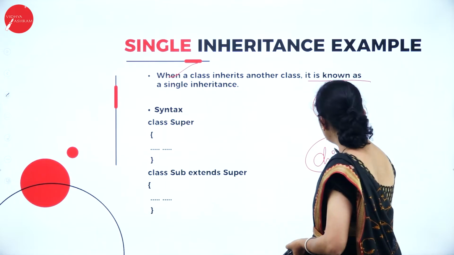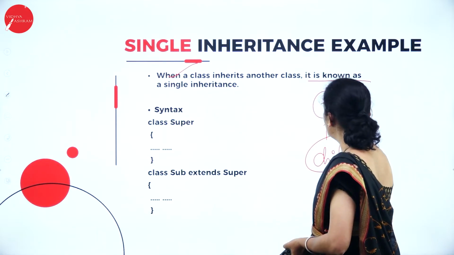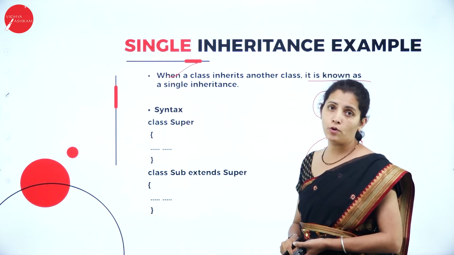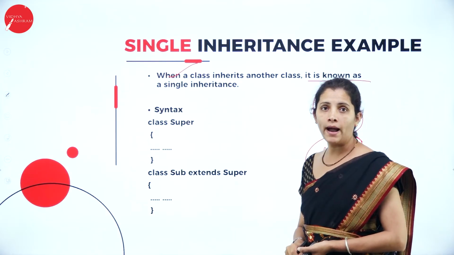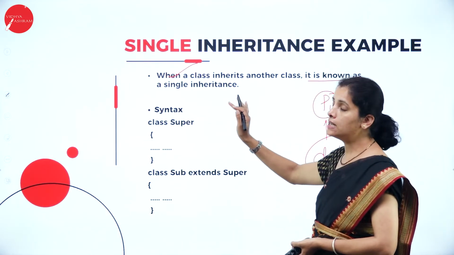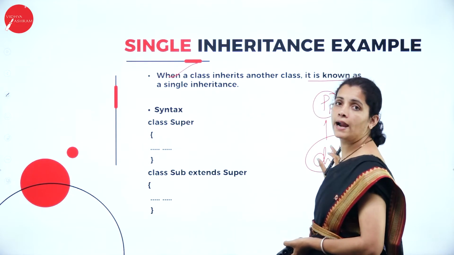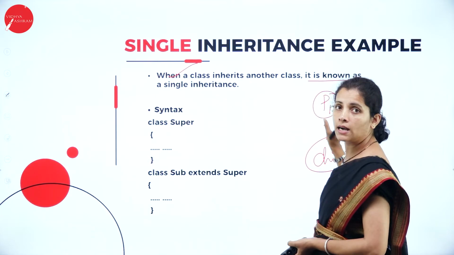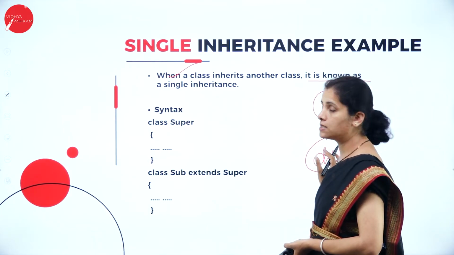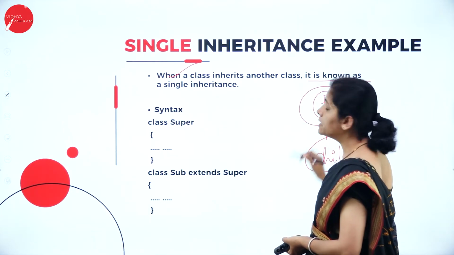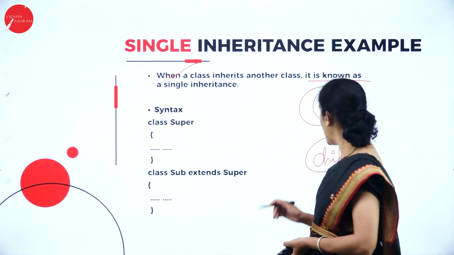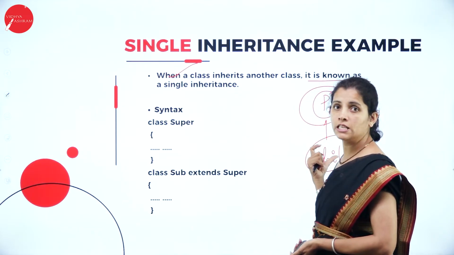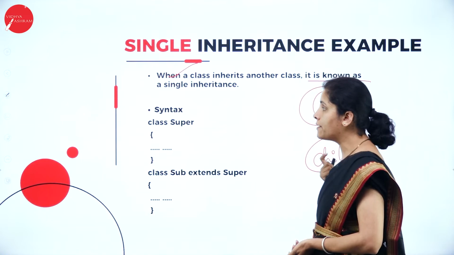Now this child is able to have all the properties of the parent. So single in the sense one parent and one child. That's nothing but one superclass and one subclass. Superclass is nothing but the parent class, whereas subclass is nothing but the child class or derived class.